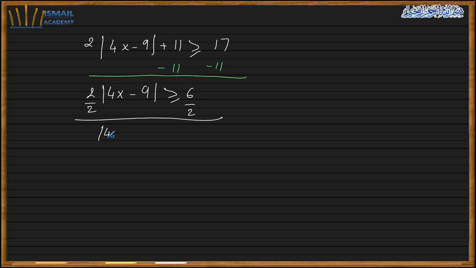So I will have the absolute value of 4x minus 9 is greater than 3. If you see the previous lesson, you know if the absolute value is greater than a number, that means the distance of that expression is more than 3. That means I have two locations: either that expression is greater than 3 or that expression is less than minus 3.